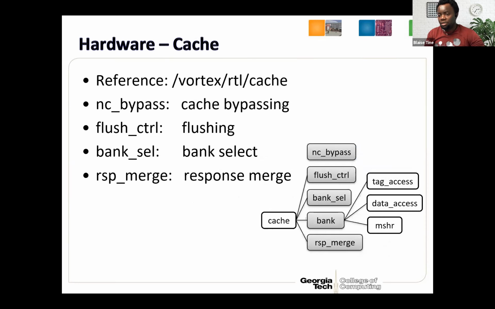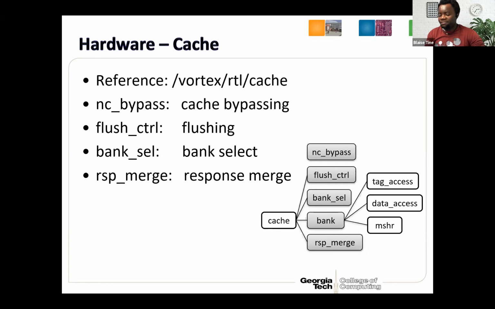In the cache folder, where we store the cache implementation, there are several components that are part of the cache data structure, the cache code base. At the highest level, we have an NC bypass. This is for bypassing the caches.